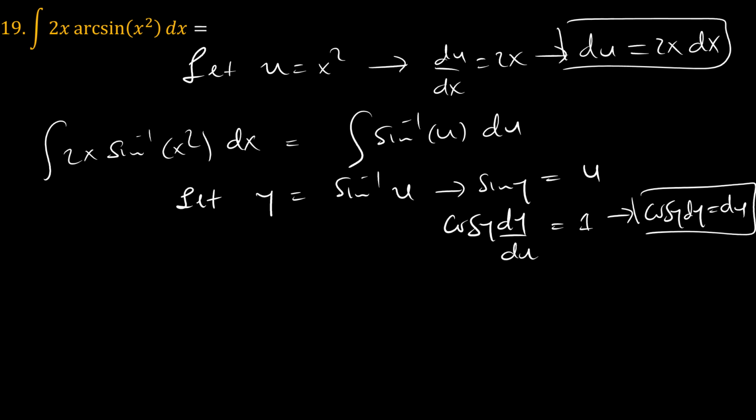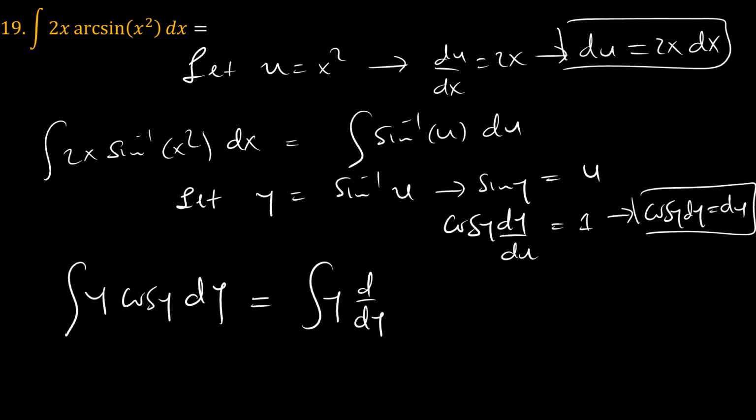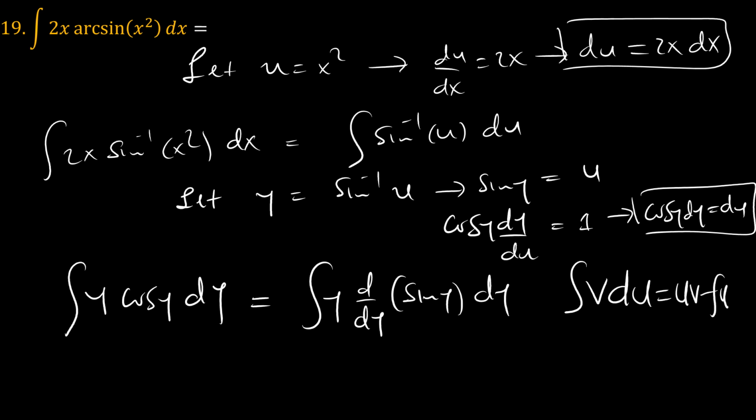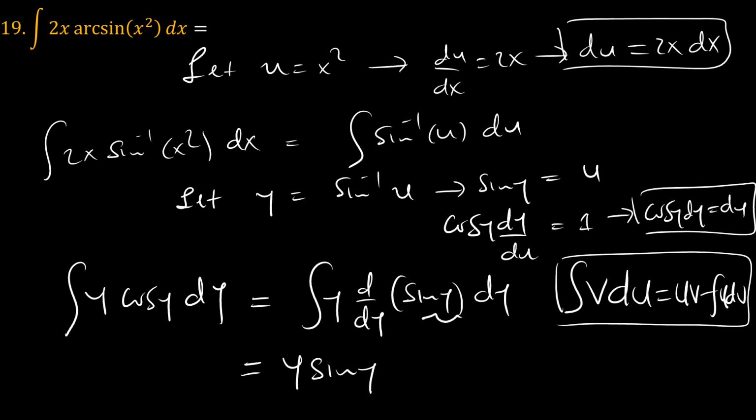And so our problem now becomes, in place of arcsine of u, we have y, and then we have cosine of y, and for du, we have cosine y dy, which is the same as the integral of y times the derivative of sine of y. And we can use integration by parts, where if we have v times the derivative of capital U, that is the same as Uv minus the integral of capital U times the derivative of v. So this is the same as y sine y, because this is our u, this is our v, minus the derivative of our u, the derivative of y with respect to y, which is 1.